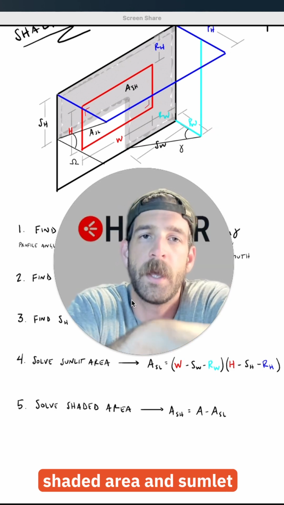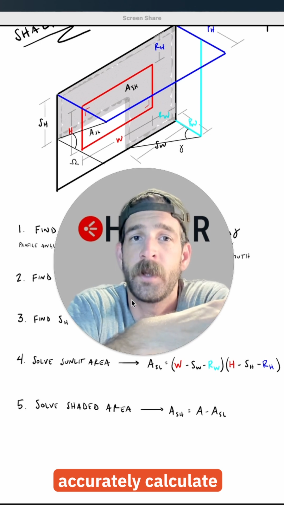Once you know the shaded area and sunlit area of your window, you can then accurately calculate the solar load for your window.